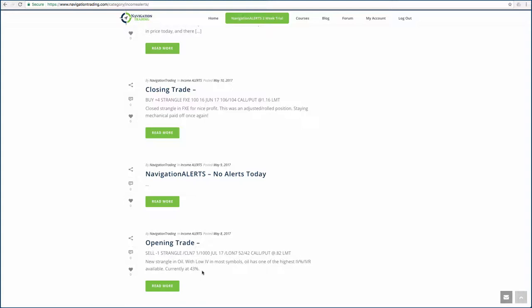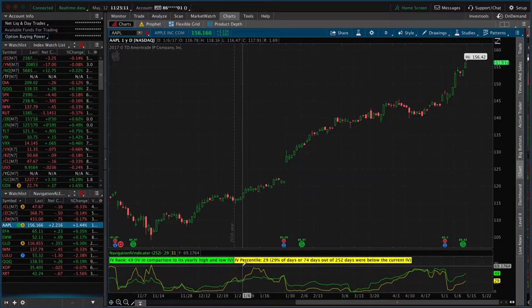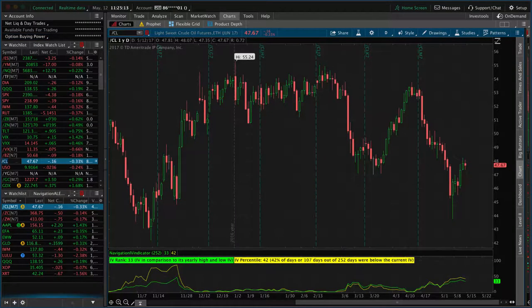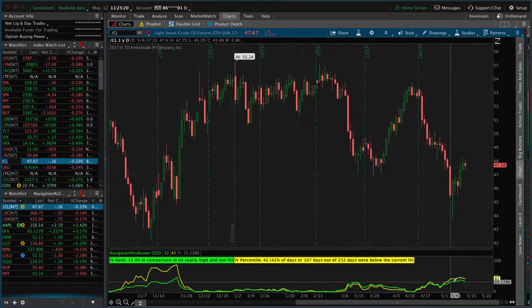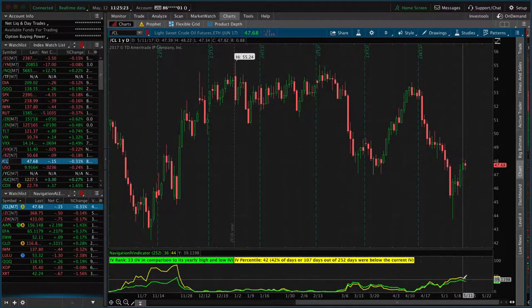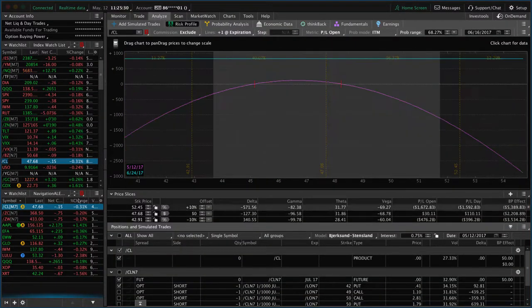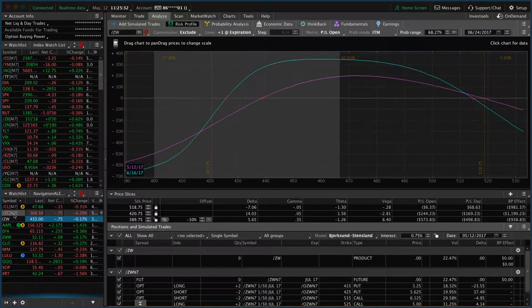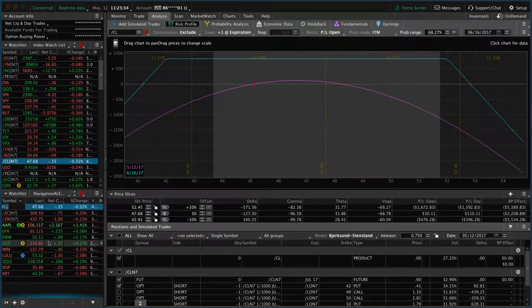So I wanted to get a position on in oil, and implied volatility has been so low for so long in oil that we really haven't had an opportunity. I mean, look at this. Look how low this was forever. Finally got a little spike, not quite reaching 50, but good enough to get some decent premium to sell. So we put on a strangle in oil. If we take a look here at our graph, it's still pretty centered.